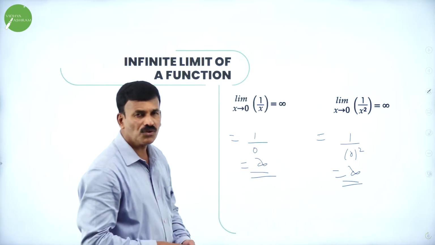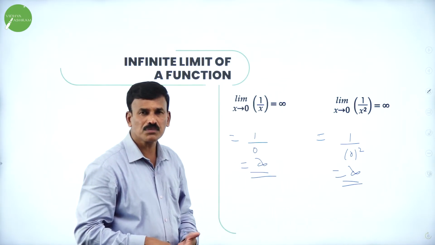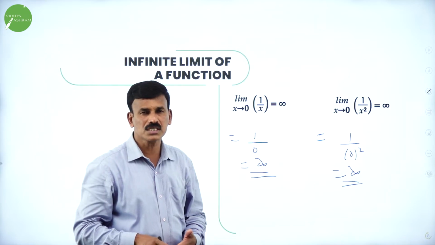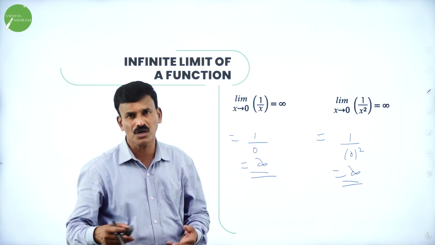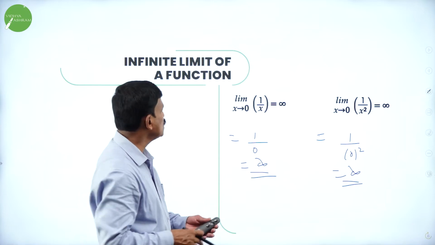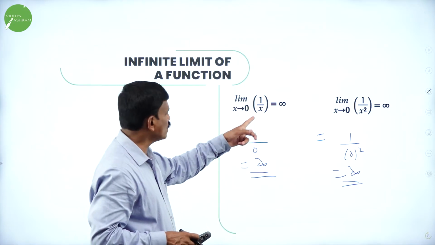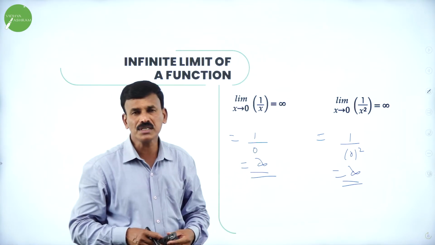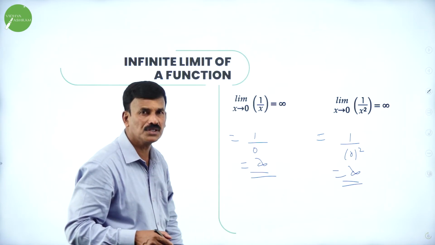So these four concepts are very important to solve the problems, whenever x tends to 0, or x tends to infinity, or n tends to 0, or n tends to infinity. Limit x tends to 0 of 1 over x is infinity.